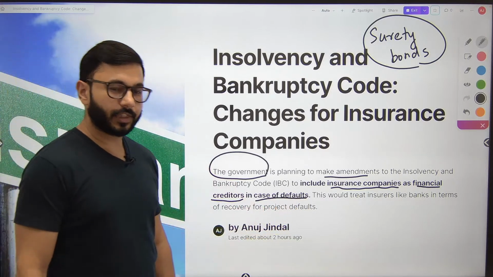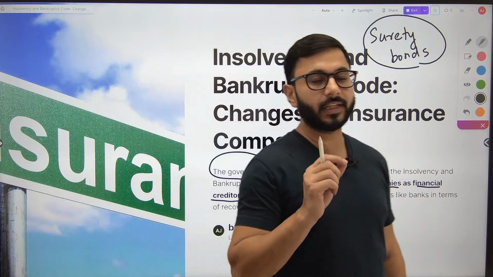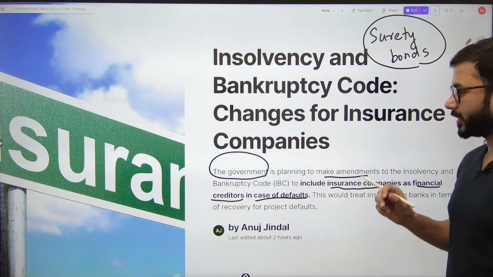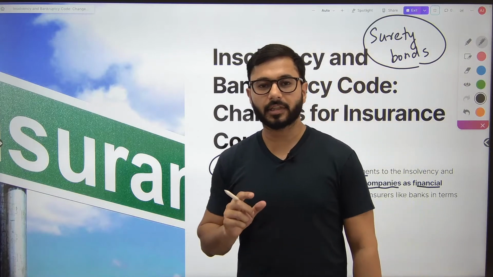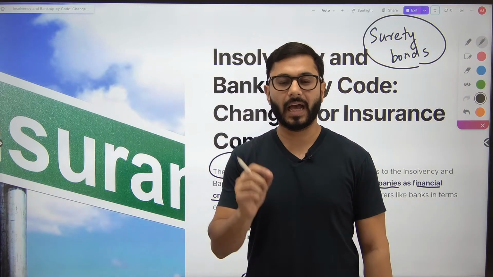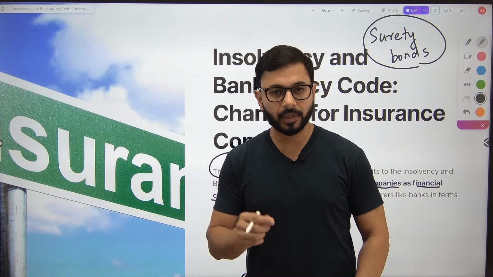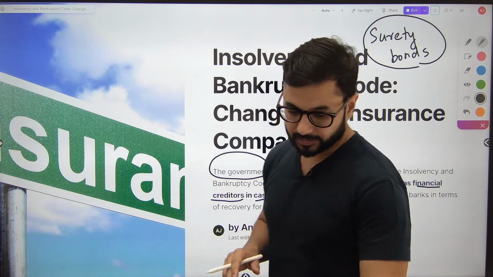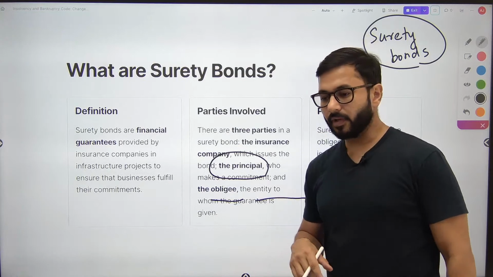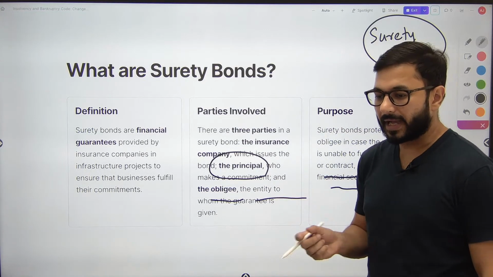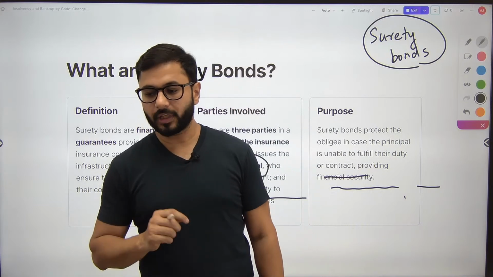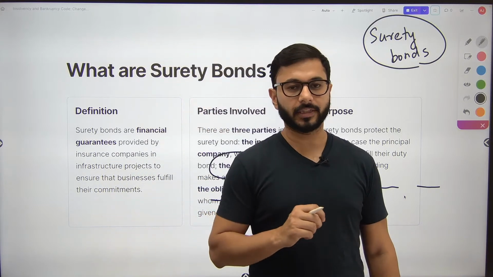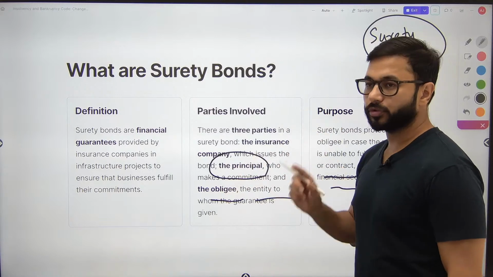What are these defaults connected with? Surety bonds. Surety bonds issue करते हैं. वहां पे अगर there is a default, then these insurance companies should have the power to act or to be considered similar to financial creditors. समझ आ गया यहाँ तक? Let's go back a little and understand what surety bonds are. Surety bonds exactly होते क्या हैं वो समझ लेते हैं. Then we'll come to the news again. Okay.